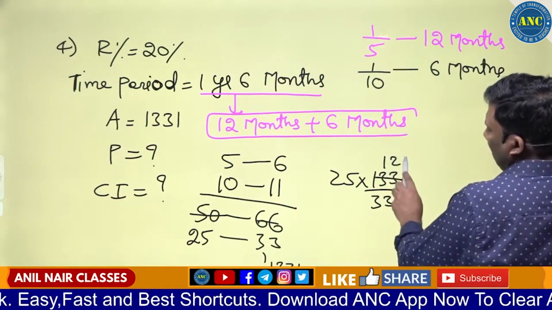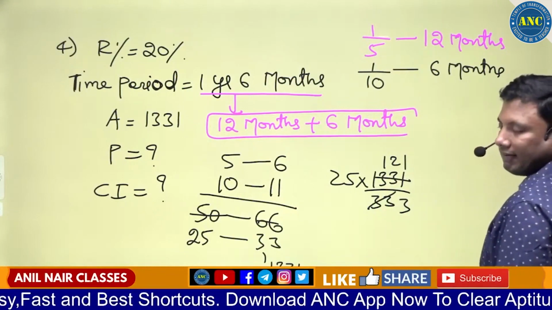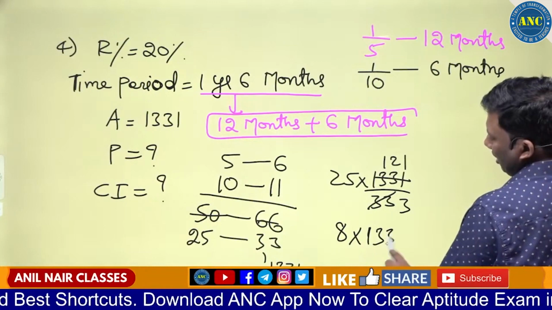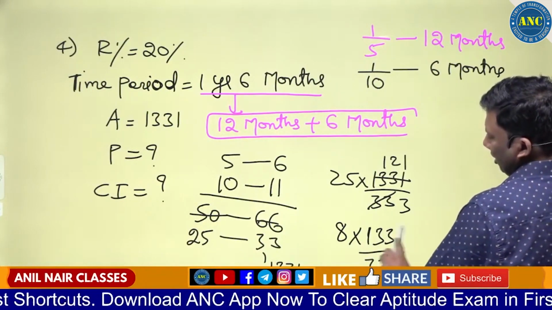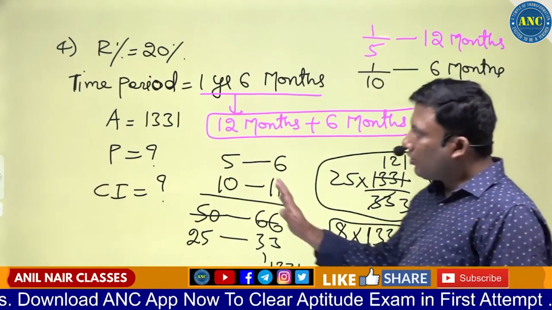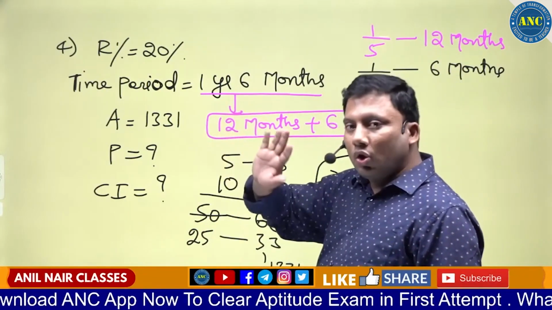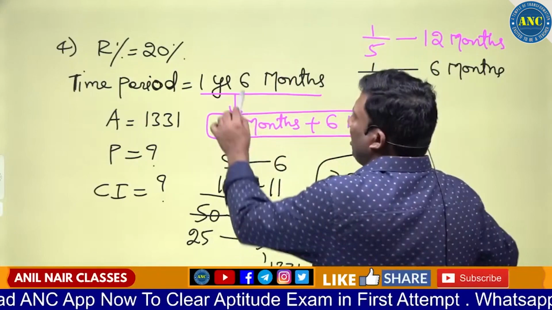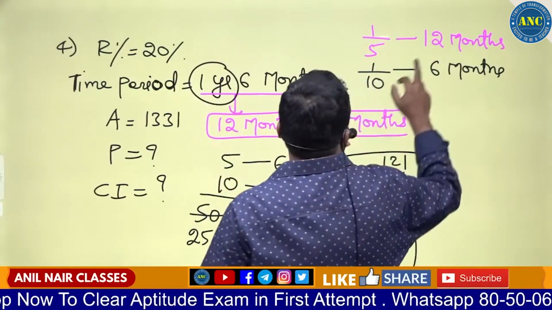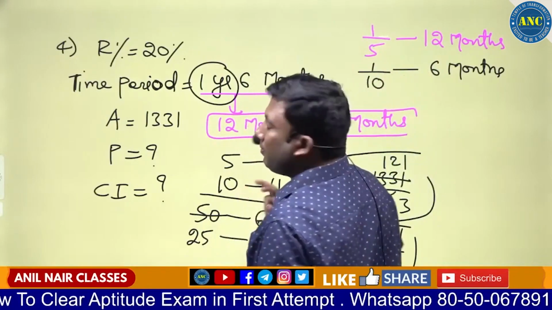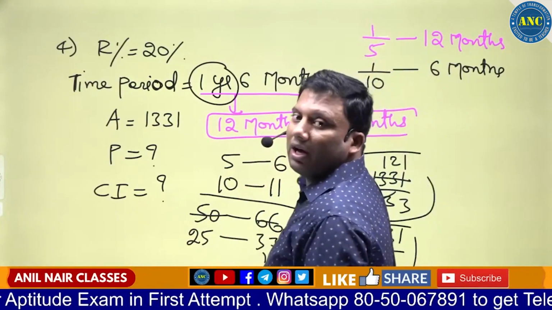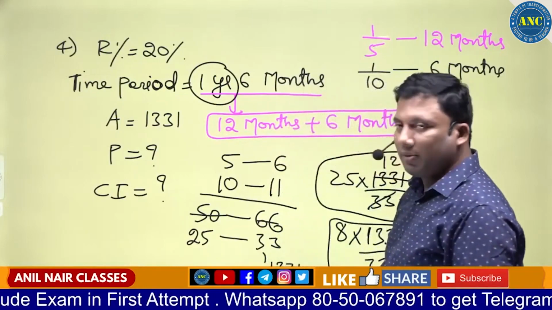CI will become 8 into 1331 by 33. I hope the idea is clear. No usage of any formula. For 1 year, total 12 months, it is 20 percentage, which is 1 by 5. 6 months will be half of 1 by 5, which is 1 by 10.